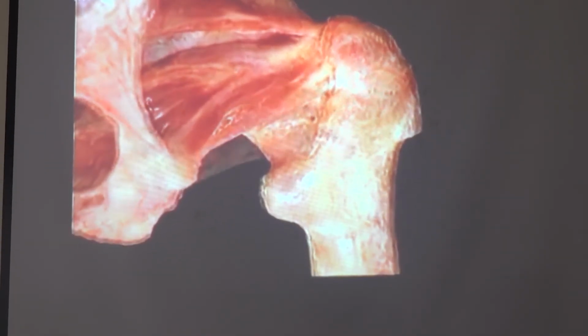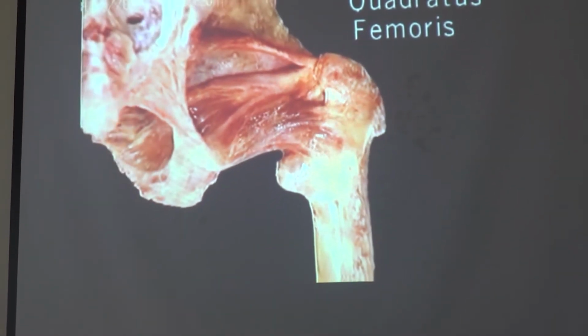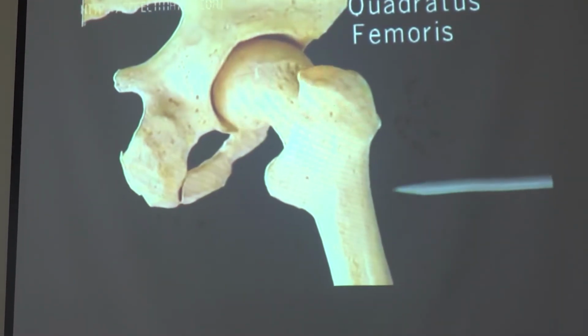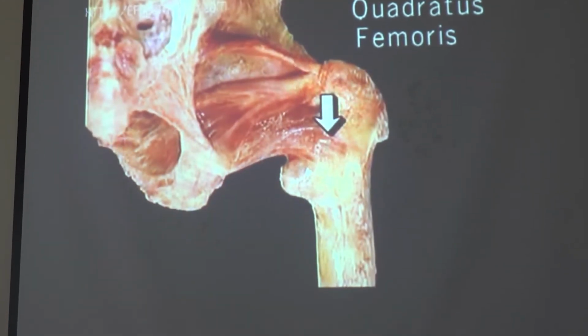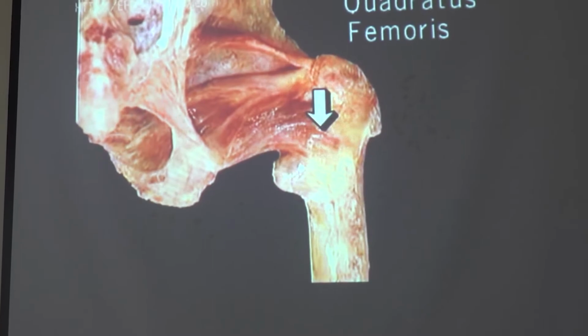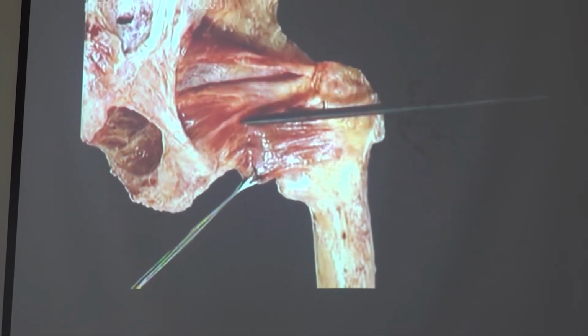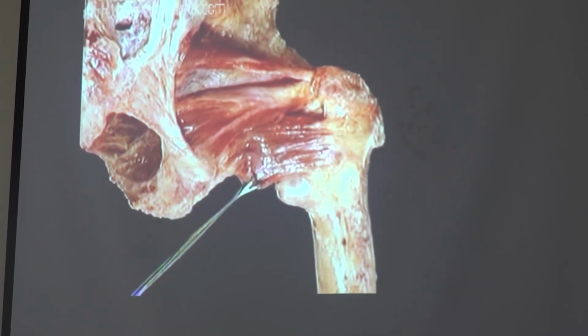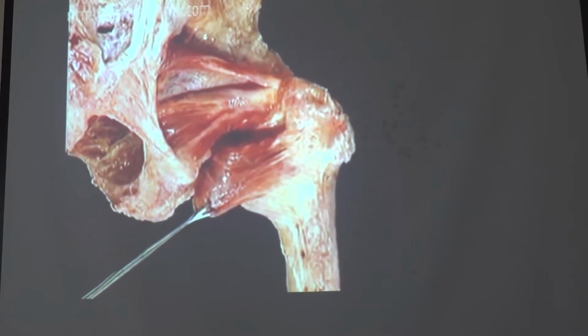So the next muscle is the quadratus femoris, which extends from the ischial part, and it extends and gets attached just below the gemellus inferior attachments, and it has attachment to the intertrochanteric line between the greater and the lesser trochanter.